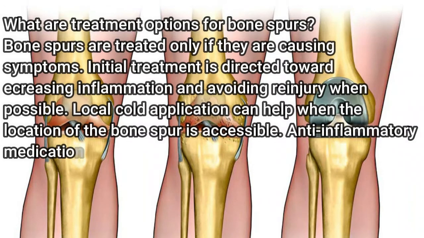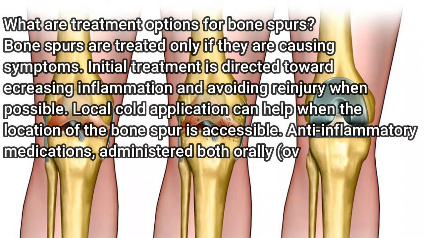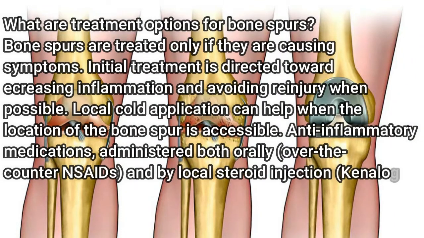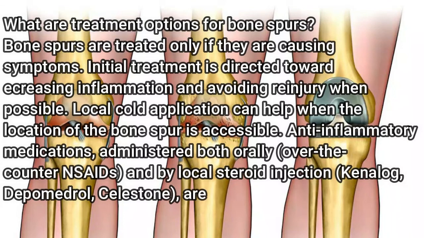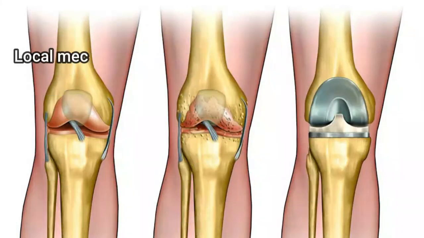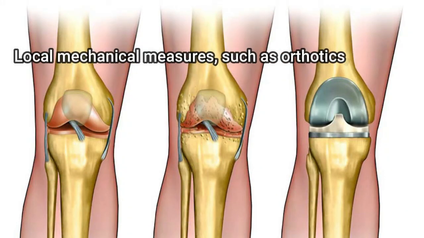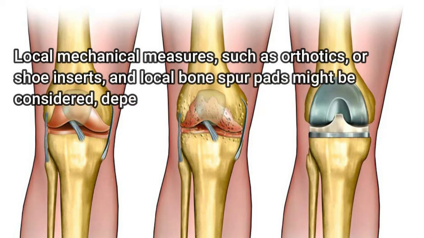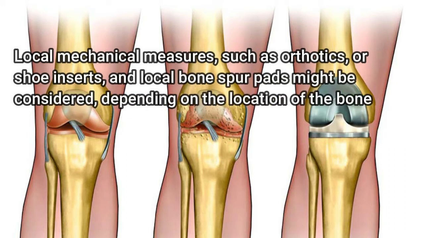Anti-inflammatory medications, administered both orally, over-the-counter NSAIDs, and by local steroid injection, are commonly used, depending on the location of the spur. Local mechanical measures, such as orthotics, or shoe inserts, and local bone spur pads might be considered, depending on the location of the bone spur.